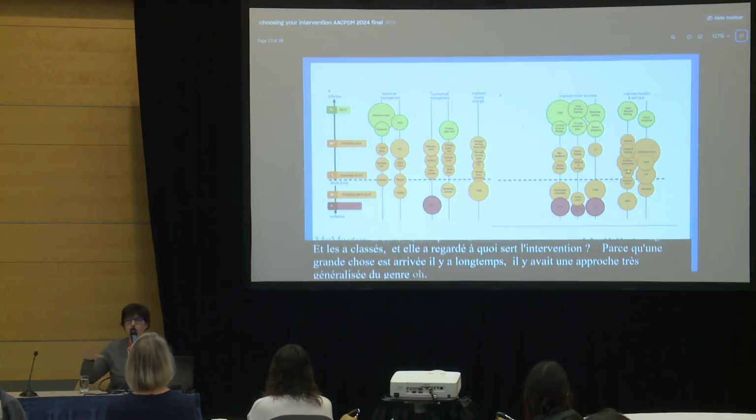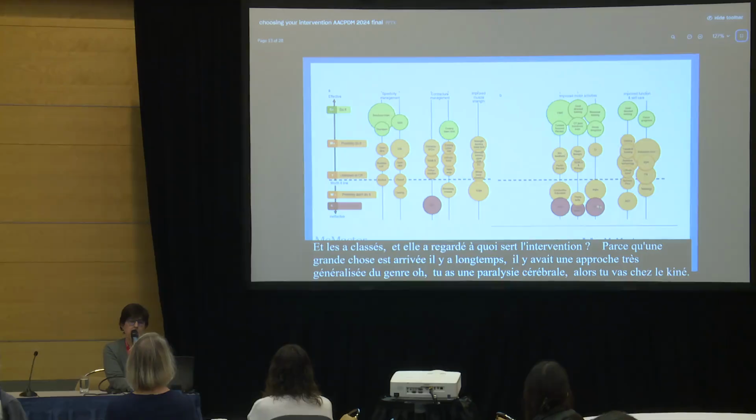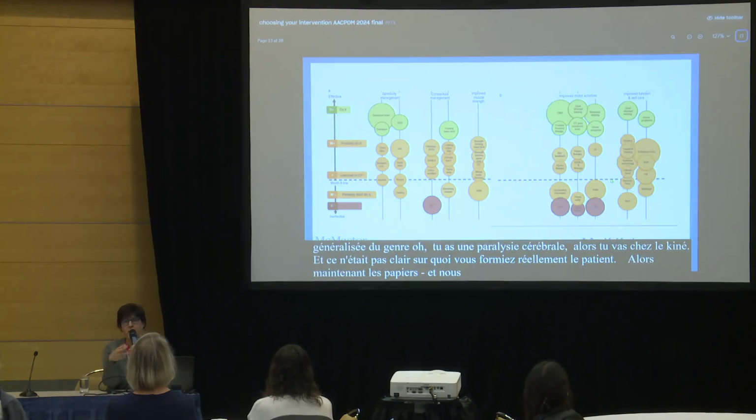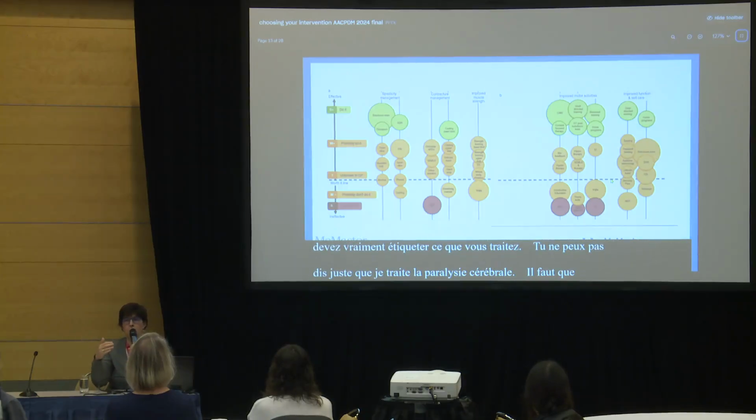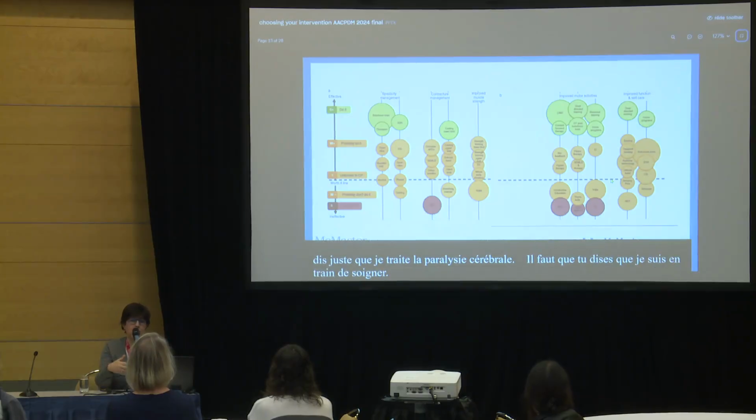And it wasn't clear what you're actually training the patient about. So now, when we publish, you have to really label what you're treating. You can't just say, I'm treating CP. You need to say, I want to improve the tone, I want to improve gait, posture, contracture. So each of these columns has a title.